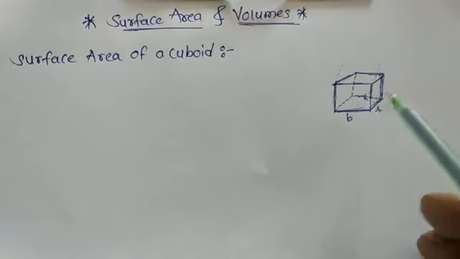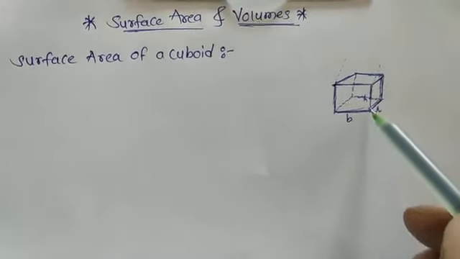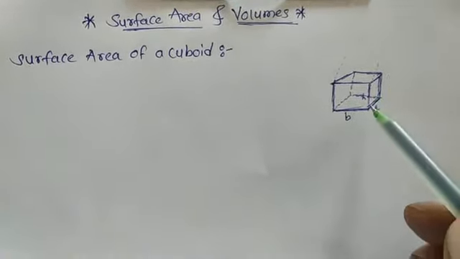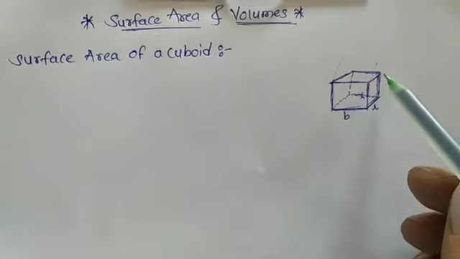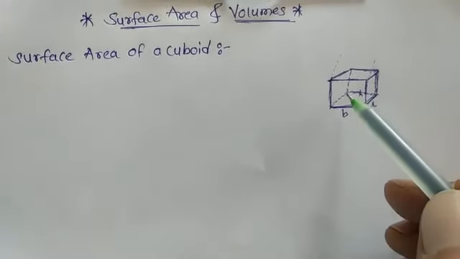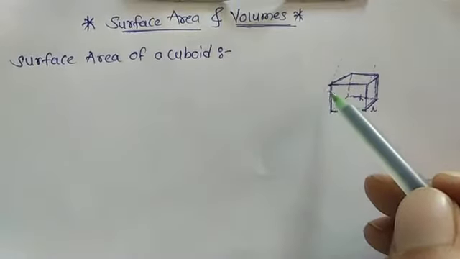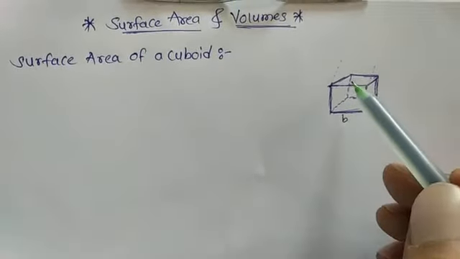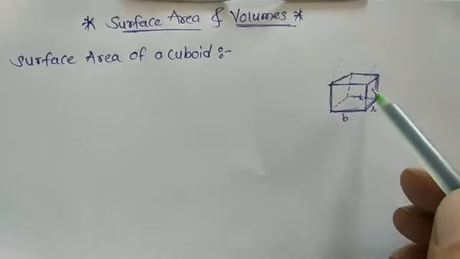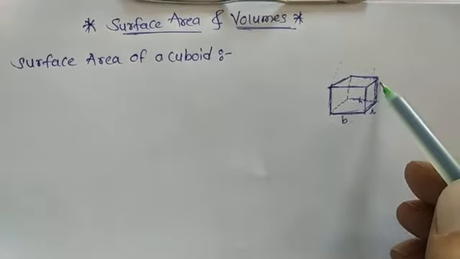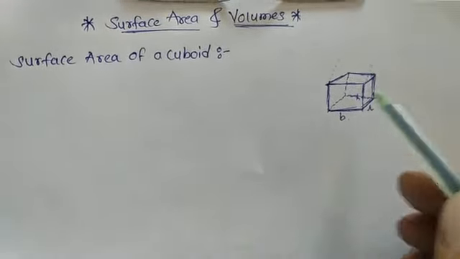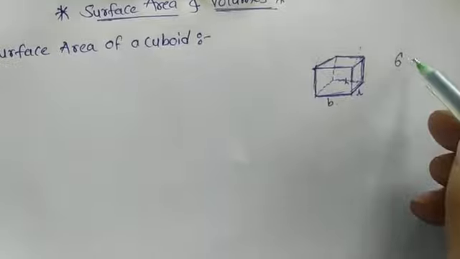Now for this cuboid you have to find the area of each side. If you consider this cuboid, it has 6 sides. So this is the front side, this is the left, this is the right side, this is the top, this is the bottom, and this is the back or rear side. So it consists of 6 sides.